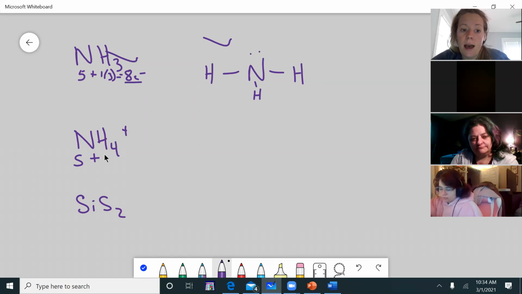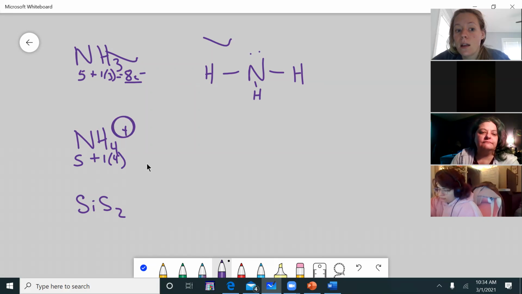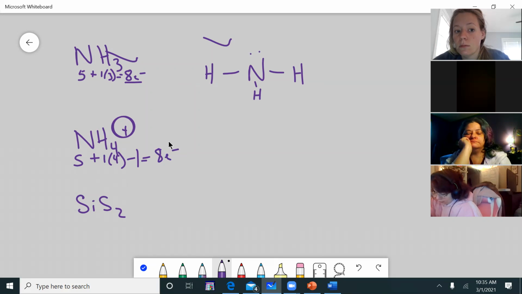Nitrogen brings 5. Hydrogen brings 1, but there are 4 of them and there's a plus. Plus means we have a positive charge, which means we actually want to subtract an electron. So you should, in this case, have 8 electrons as well.